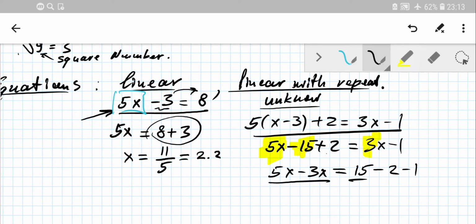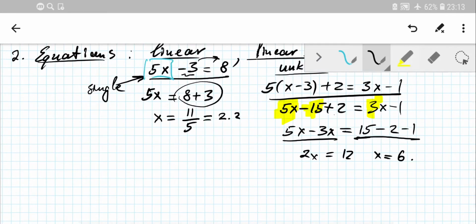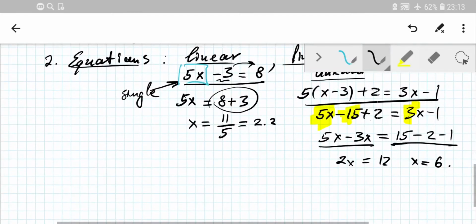So then you stay with a single variable here. So 5x minus 3x is simply 2x. That's why it's just one single unknown. It's not repeating. So here you just simplify 15 minus 2 and minus 1, 15 minus 3, you'll get 12, from where x is simply 12 over 2, which is 6. Alright guys, hope you got it how to do, but there might be more complicated questions.